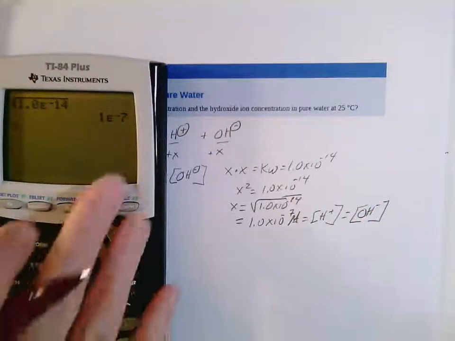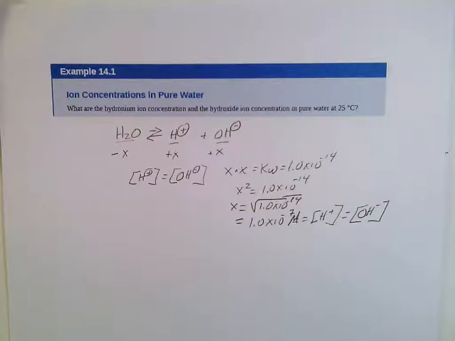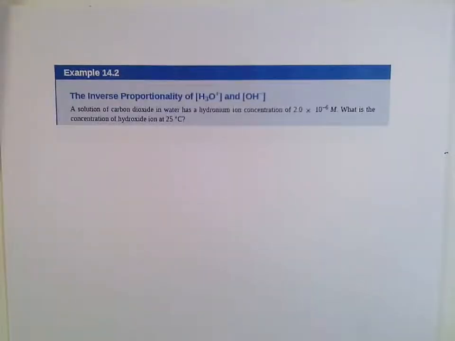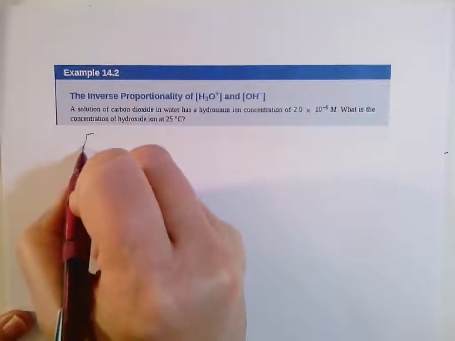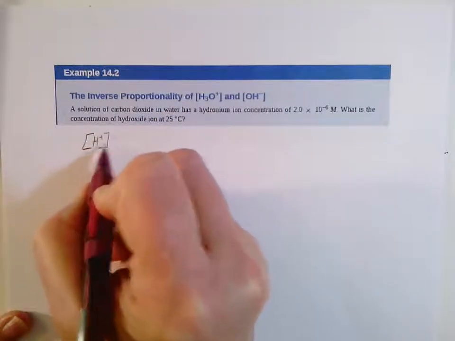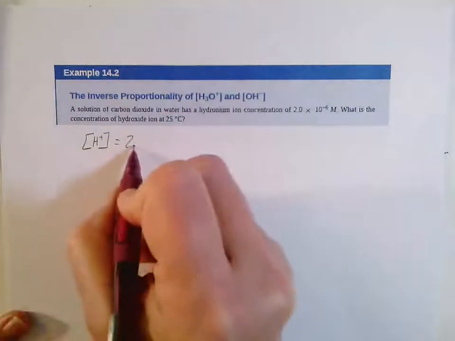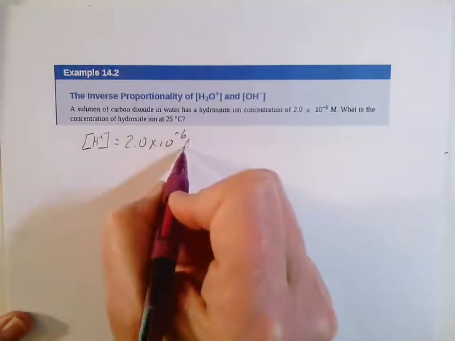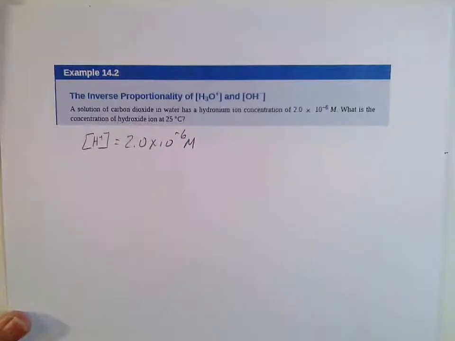Okay, I'm going to go on to the next question, then I'll probably break and do the next two. So, 14. Inverse proportionality of hydronium and hydroxide. A solution of carbon dioxide and water has a hydronium ion concentration of, so my hydrogen ion concentration is equal to 2.0 times 10 to the negative 6 molar. What is the concentration of hydroxide ions?